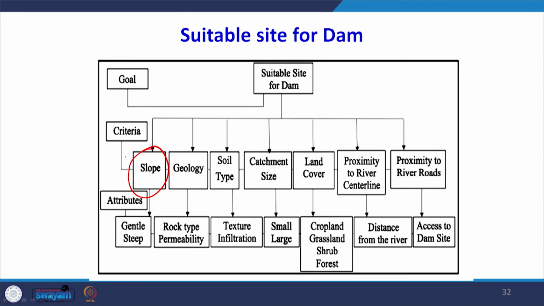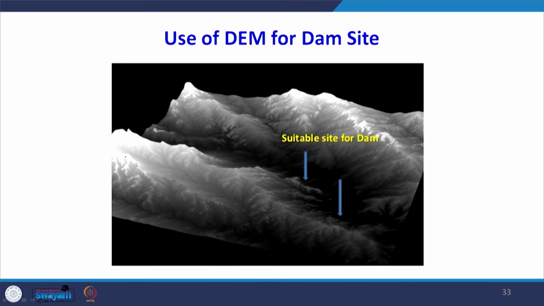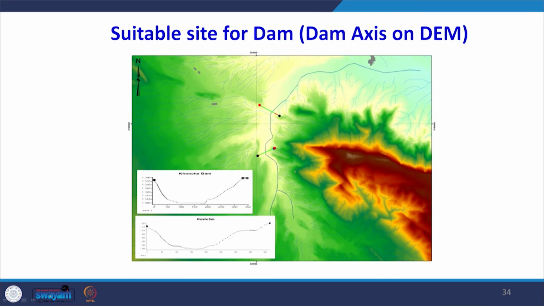But this slope will come from the DEM. So directly we are using DEM and we are using the other data products, then finally we are determining the best site for that. So this is on the DEM. In the 3D, these are the suitable sites for the dam sites along the river. So you can mark them, you can pinpoint, you can find out whether that area of the reservoir would be available at that particular location or not.